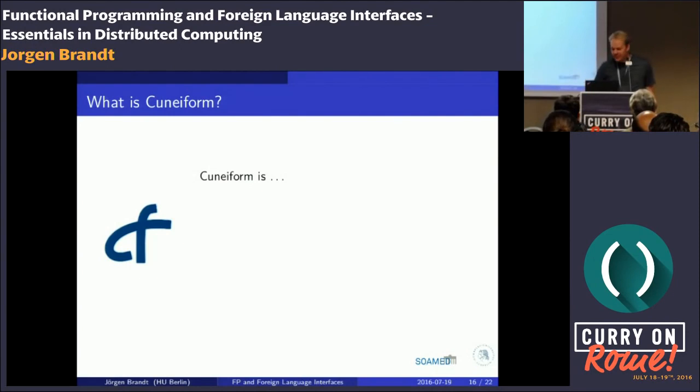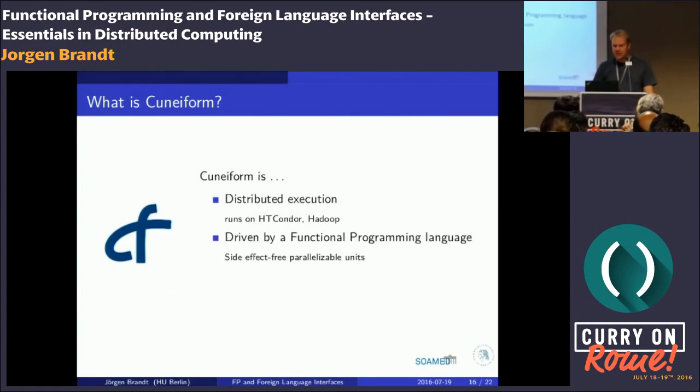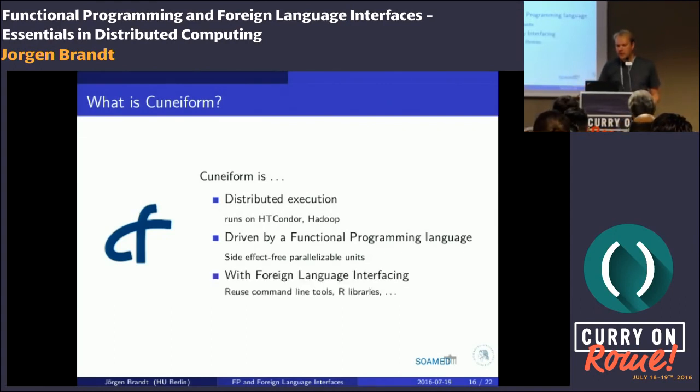So what is Cuneiform? It's essentially a minimal way of achieving just the two things I showed you earlier. It gives you distributed execution. Right now we have an implementation on HTCondor and Hadoop. Mesos would be nice. It's driven by a functional programming language in which we assume that all the tasks are side effect free, they terminate, they're deterministic, and it gives you the possibility to draw in libraries from R, from Python, whatever.